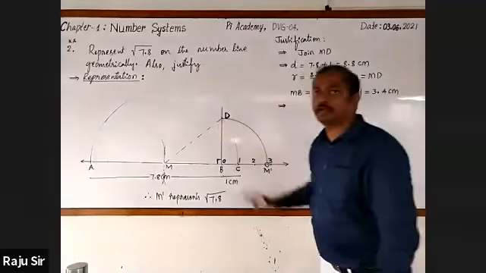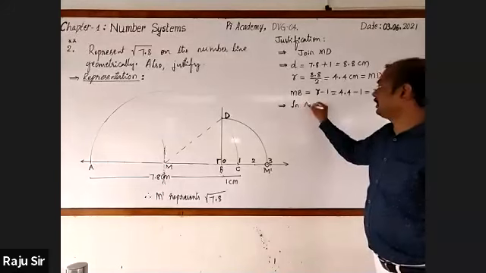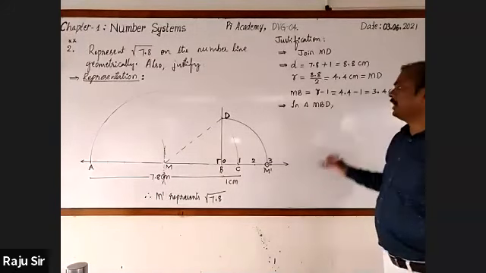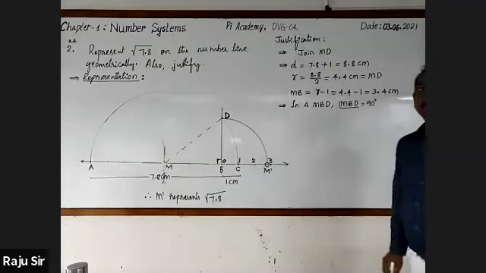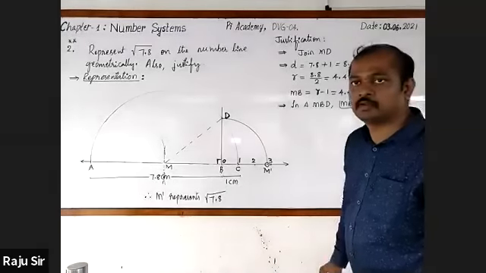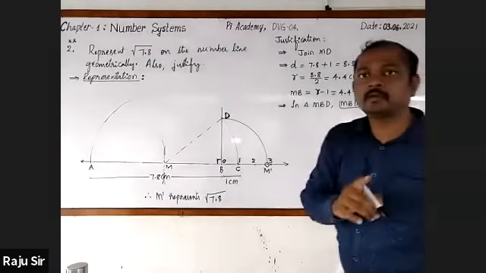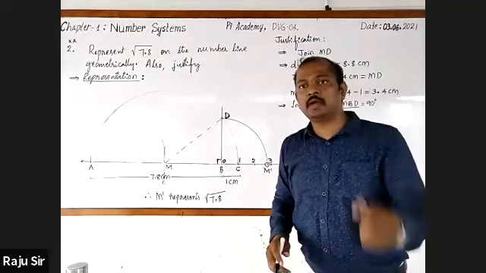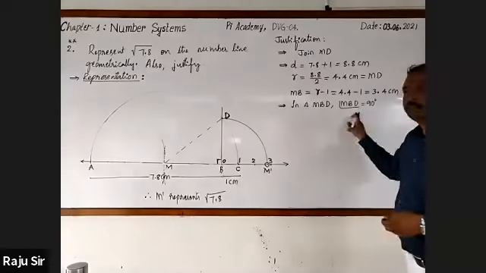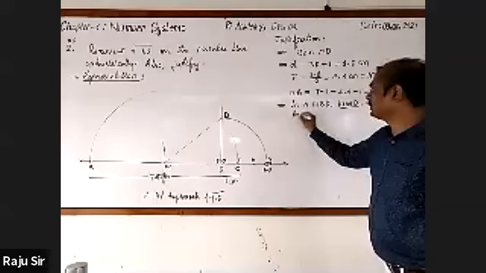Hope that you have copied. Now continue. Let's go for taking the right angle triangle MBD. In triangle MBD, angle MBD is equal to 90 degrees. Then which theorem can be applied? Pythagoras theorem. According to Pythagoras theorem, how can we write?